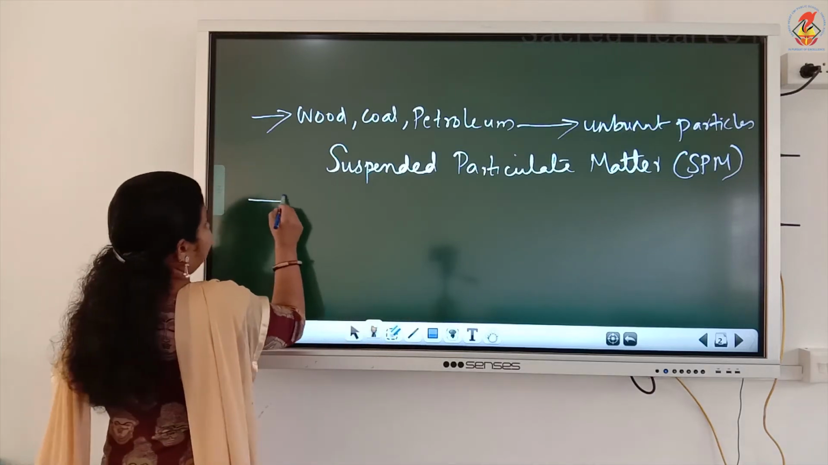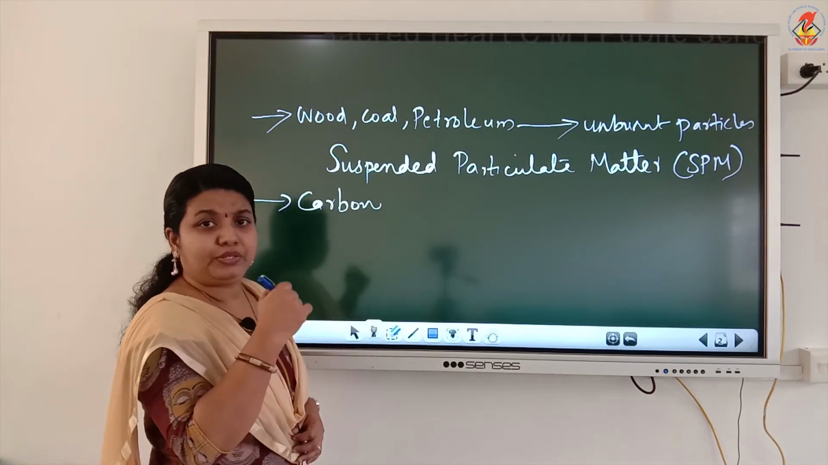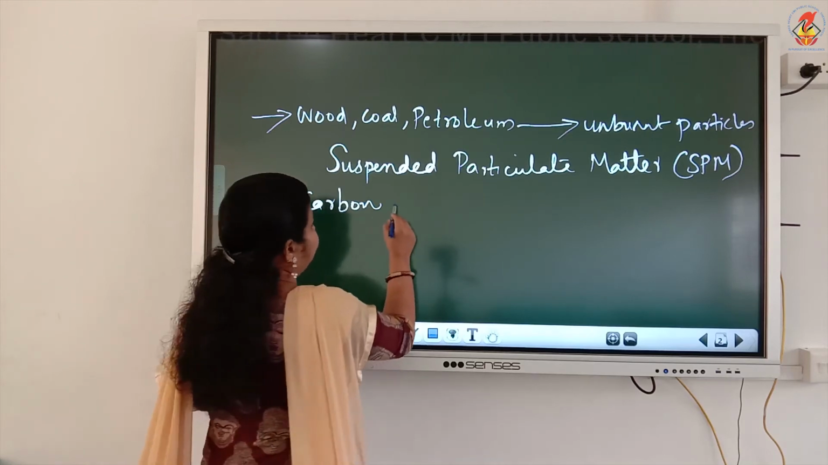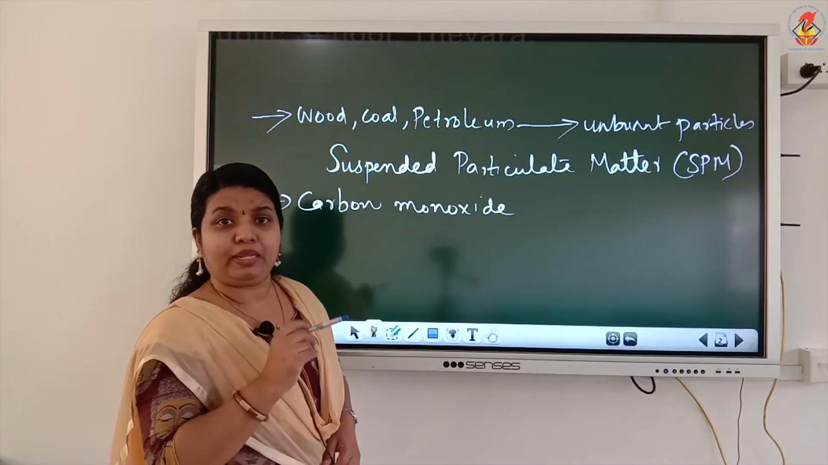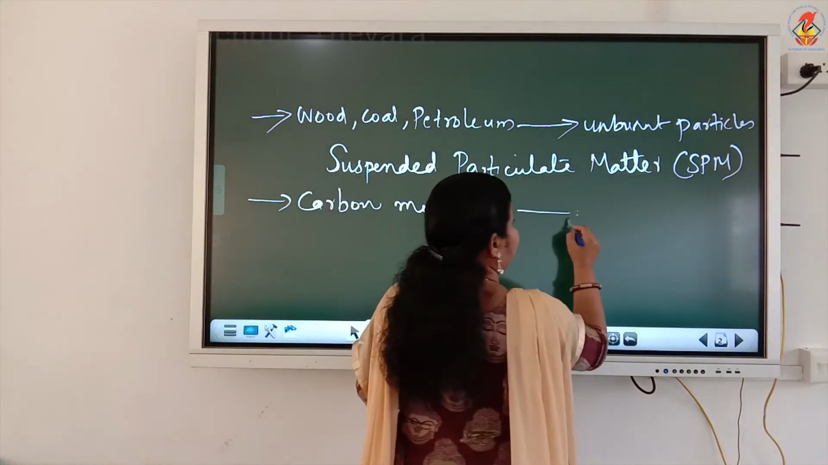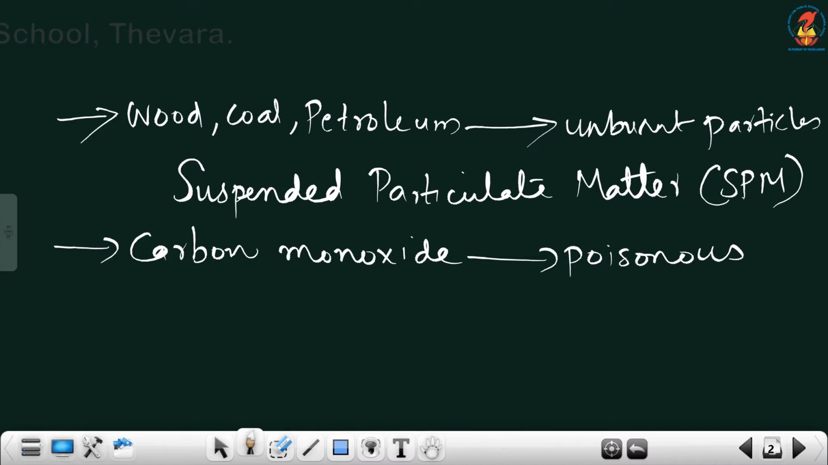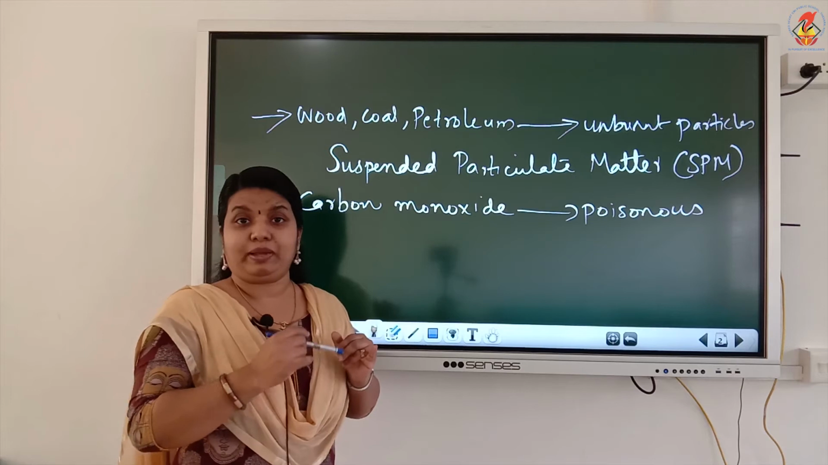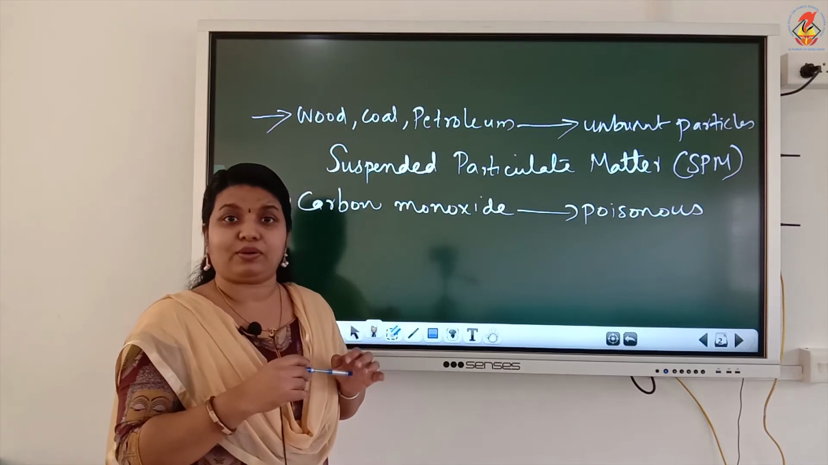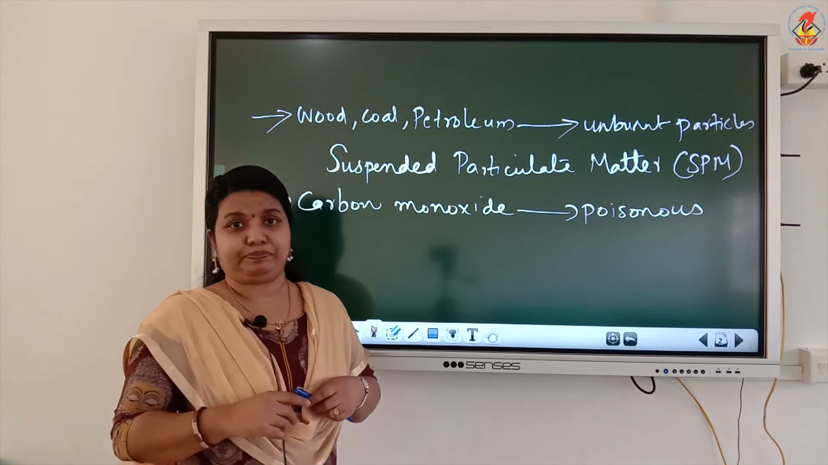The next one is carbon monoxide. In incomplete combustion, if the air supply is not proper, instead of producing carbon dioxide, fuels will produce a gas called carbon monoxide. Carbon monoxide is a poisonous gas. So, by incomplete combustion of fuels, carbon monoxide is released into the air, which is poisonous.